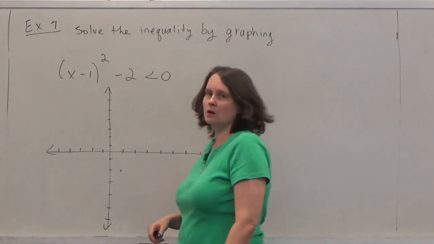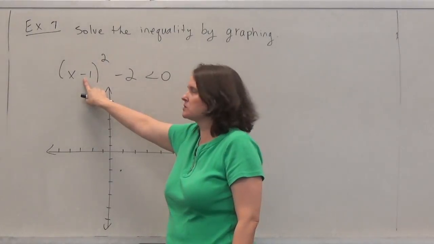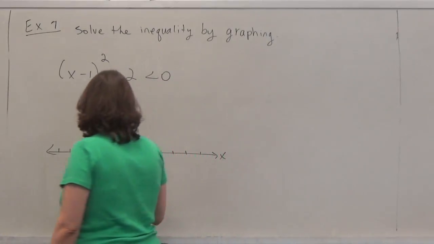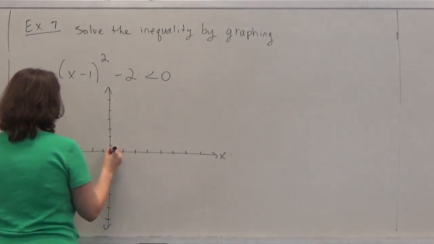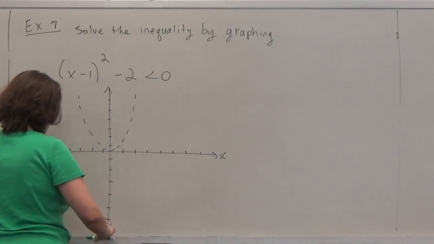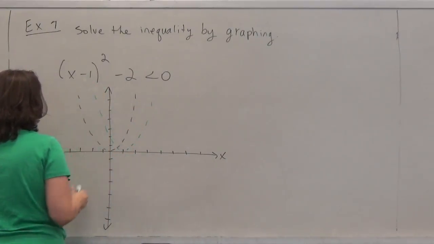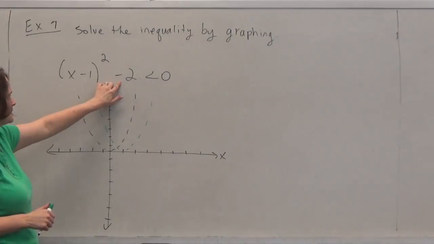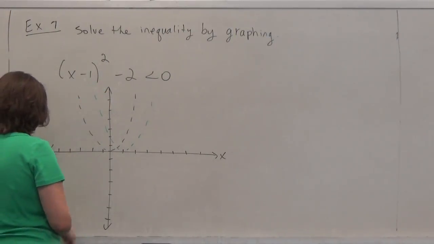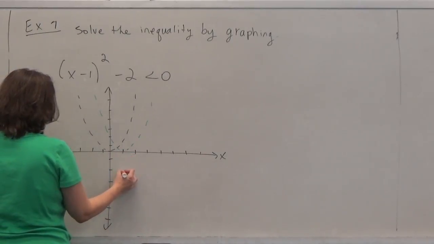There's only two things going on here. We've got the minus 1 inside the parentheses, which we know is a horizontal shift, so it's going to move our parabola one space to the right. Here's the original parabola. We're going to move it one space to the right. Bring it here. And then the minus 2 is telling me this is my vertical translation. I need to move it down 2 spaces. So that puts my vertex over here at ordered pair 1, negative 2.